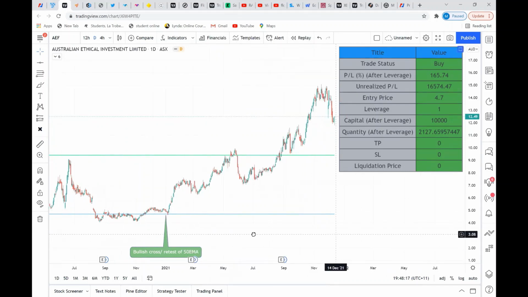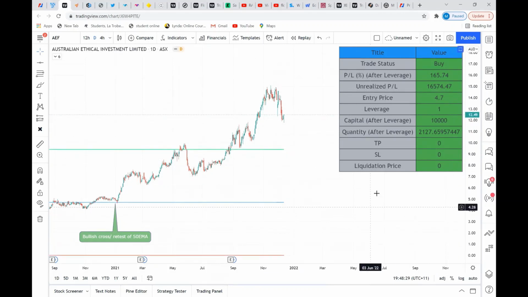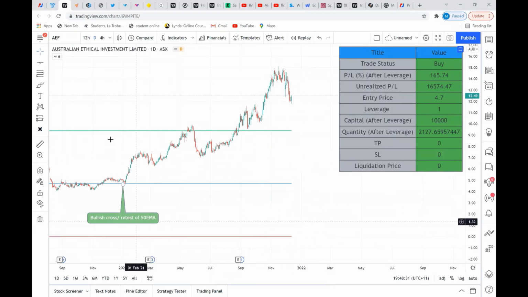So there you have it. You can see this trade in real time right now. I'm 165% up on this trade, unrealized profit of $16,500. All the information's right here. It's as clear as anything to view. Because I'm in the stock market here and I'm in a spot position, you'll see that the liquidation point is at 0.